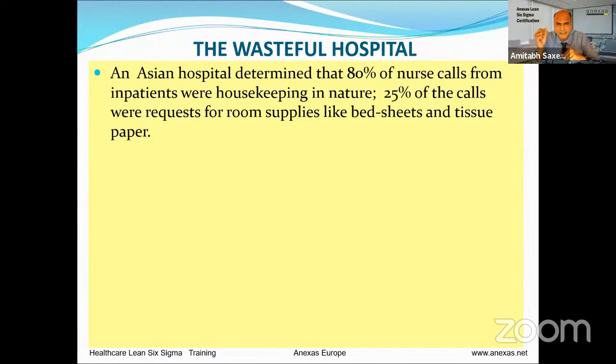But when you are looking at the activities performed by the nurses, you see that 80% of the nurse calls are housekeeping. Means patient is telling my pillow cover is dirty, my bed sheet is dirty. And this is a wastage of intelligence of the nurse.